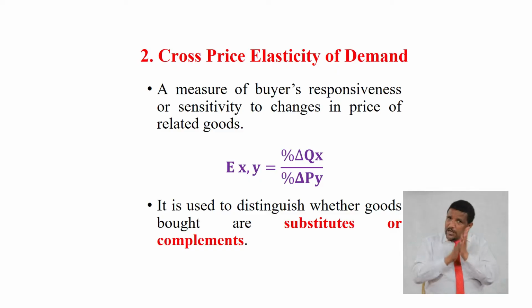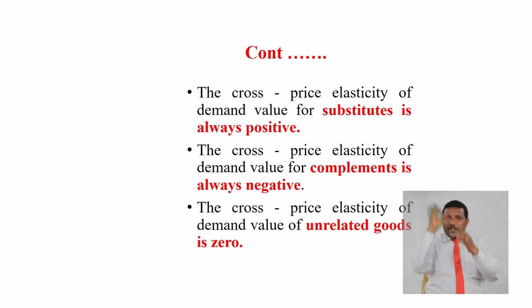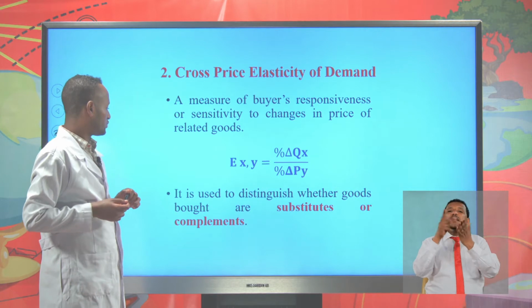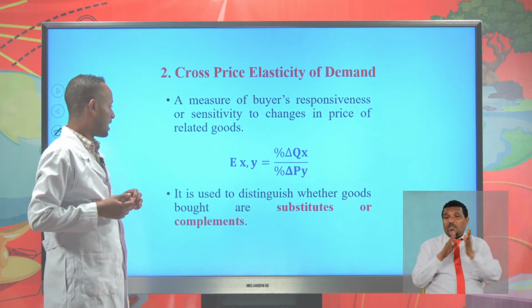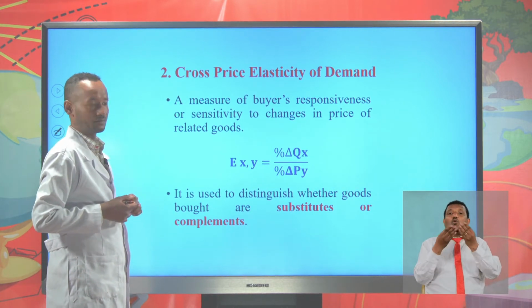The cross price elasticity of demand is a measure of buyers' responsiveness or sensitivity to changes in the price of related goods. The cross price elasticity of demand of good X and Y is calculated by dividing the percentage change in the quantity of good X by the percentage change in the price of good Y. It is used to distinguish whether the goods are substitutes or complements.